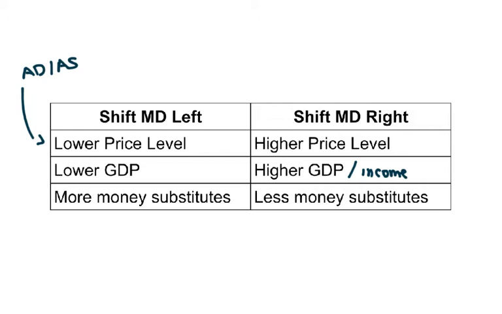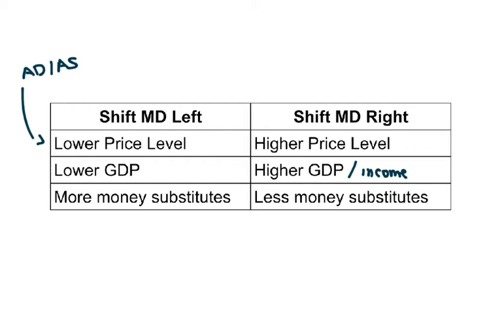Whereas if there are fewer money substitutes, so if debit cards went away and credit cards went away, then money demand would shift to the right, because people need to hold on to more physical dollars to go buy the things they want instead of relying on debit cards or Apple Pay. There's your Apple reference for this video, whatever the case may be.